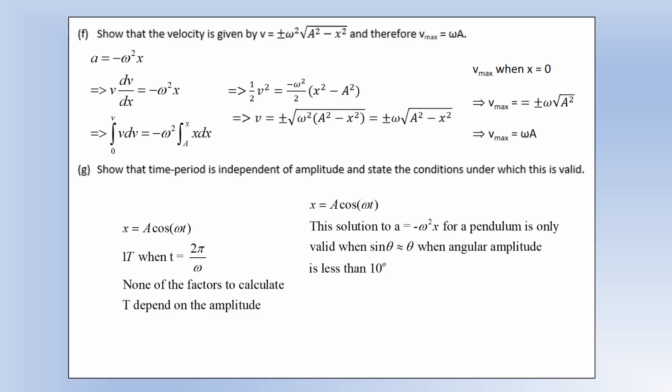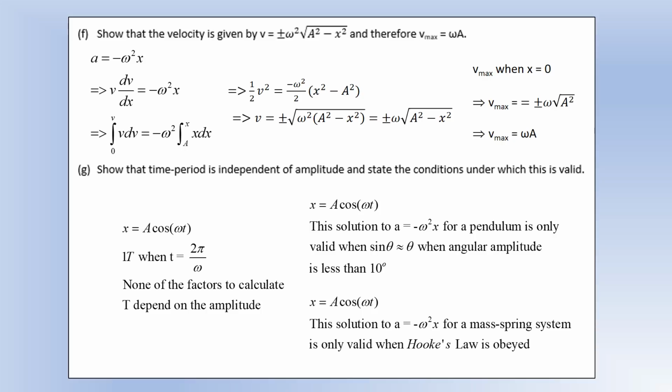So there are some provisos for this. With a pendulum, a pendulum can only be modelled as being an SHM for small angles, when sine theta is approximately theta. And that's only true when the angular amplitude is less than 10 degrees. And for a mass spring system, it only obeys the laws of SHM when it's obeying Hooke's law. So again, we need to keep the displacement below the elastic limit.